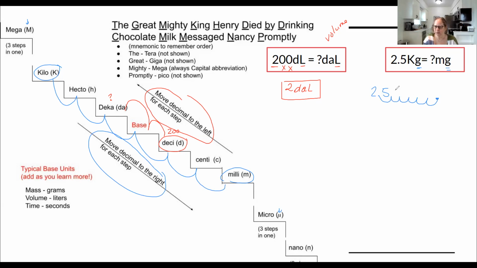This is my new decimal location. And then fill in my zeros. 2, 5, 0, 0, 0, 0, 0, 0. Okay, and then go back and add in my commas. 2.5 million. Now, can I leave my decimal place there?